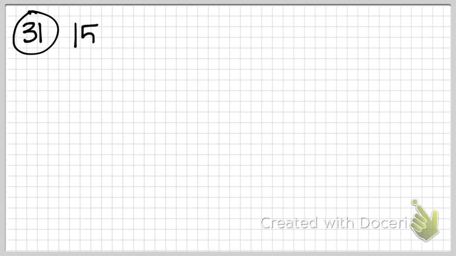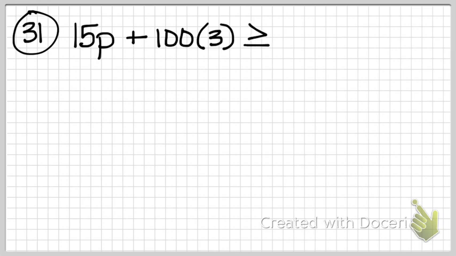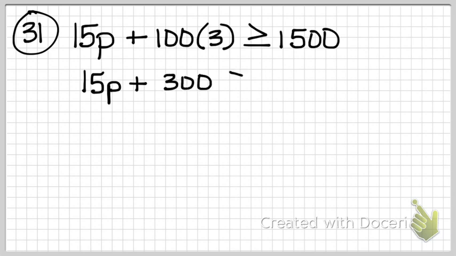So 15p plus... Yes, because it's 100 a month, but he is going to do it for 3 months. So if he was only going to translate pages for 1 month, we would just say plus 100. But he's going to do it for the whole summer. And he wants to make at least 1,500. So does that mean greater than or equal to 1,500? So greater than or equal to. So this is your inequality. Go ahead and solve that for P. And I will let you do that one on your own.